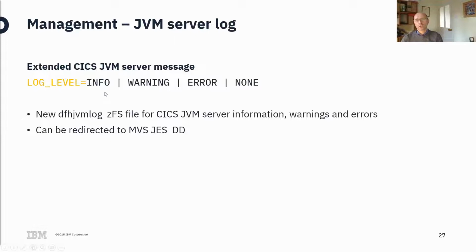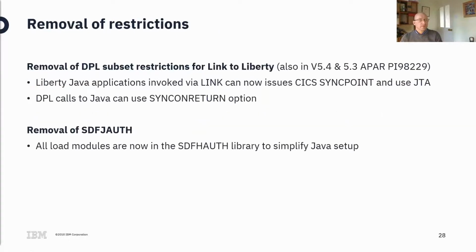There's a new log that's also exposed for JVM servers. So log messages which were previously hidden in the trace file are now sent to a log. That log is by default the DFHJVMLOG, which can also be redirected to JES. There's different levels of log: info, warning, error, and none. And that just contains messages which can help with the configuration and debugging of the JVM server.